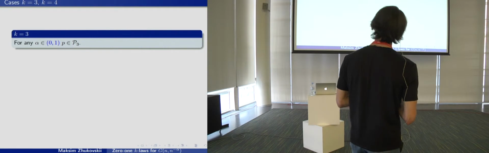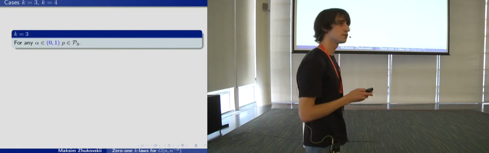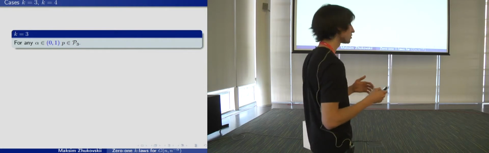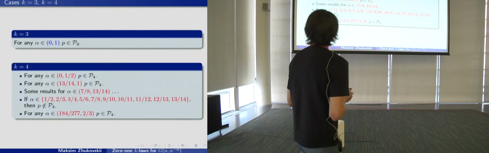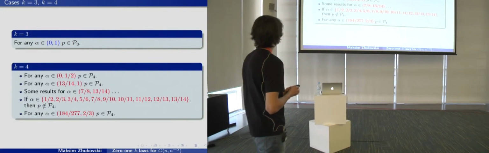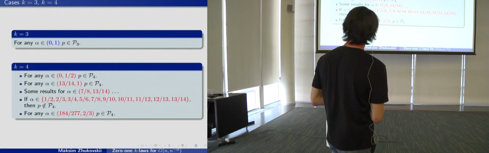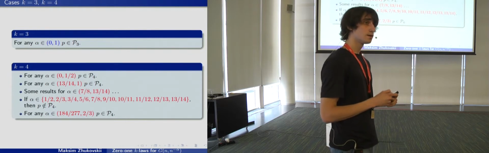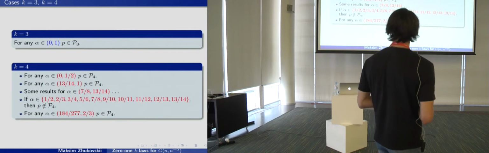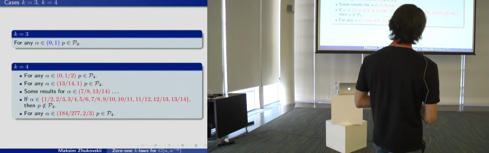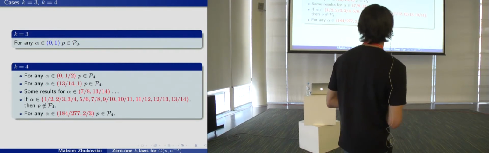So when k equals 3, there are no k-critical points in the 0-1 interval, and of course the point 1 is 3-critical, but there are no others. And then k equals 4. So in this interval from 0 to 1/2, there are no k-critical points, and the point 1/2 is 4-critical. And then we have this interval. There are also no 4-critical points.